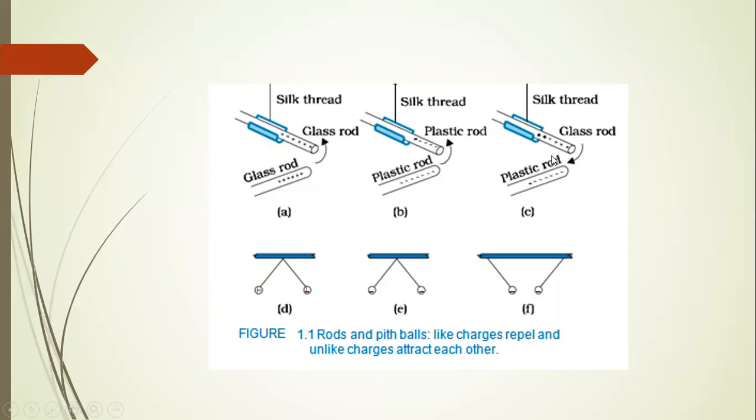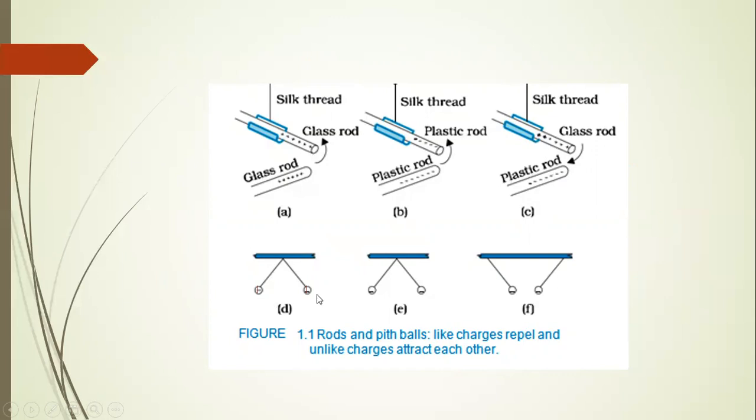Then observe the third figure. Here a glass rod is suspended using a silk thread, and the glass rod is positively charged, and we brought another rod, a plastic rod which is negatively charged. If you bring this plastic rod close to the positively charged glass rod, you can see they are oppositely charged. One is positively charged, another is negatively charged. So these two oppositely charged bodies will attract each other. That is shown in this figure D.